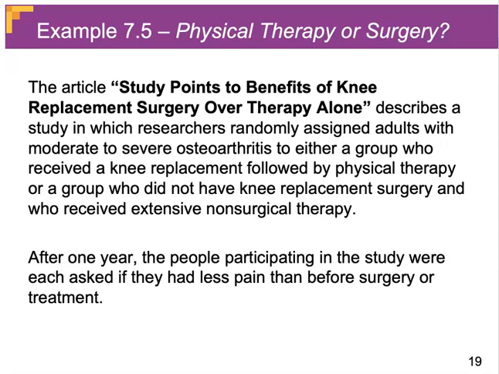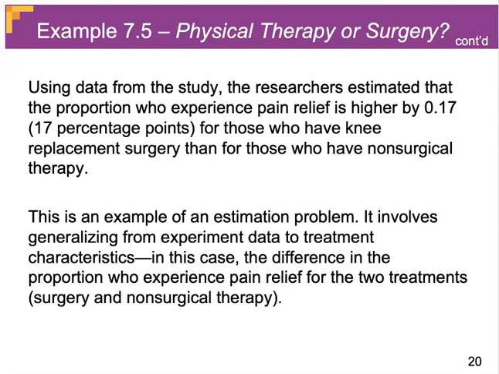So this becomes an experiment because the researchers are intentionally assigning these participants to a treatment group. After a year, the people participating in the study were asked if they had less pain than before the surgery or treatment. And so they found that the estimate for the proportion was higher by 0.17, or 17 percentage points, for those who had the knee replacement surgery. So this would be an estimation problem because they didn't make a claim, they just simply calculated the estimate for the percentage change between the two groups.